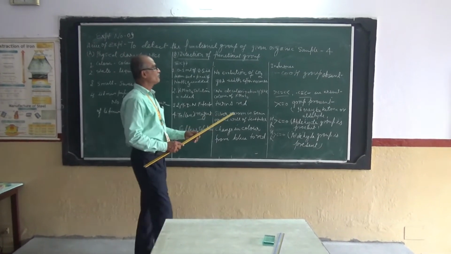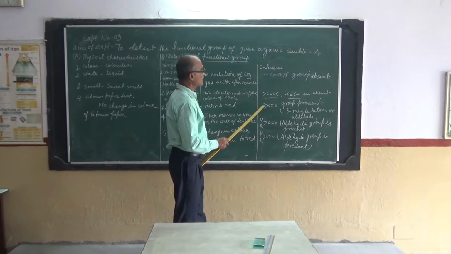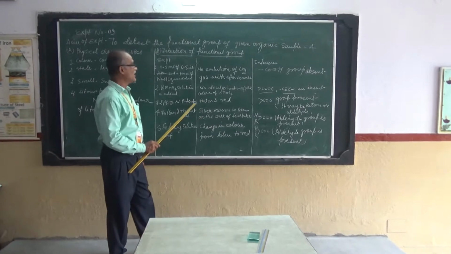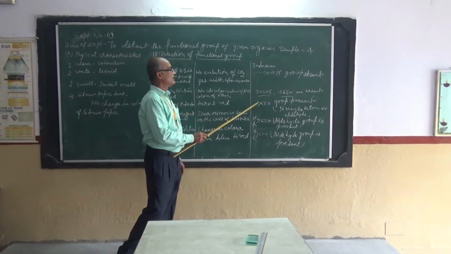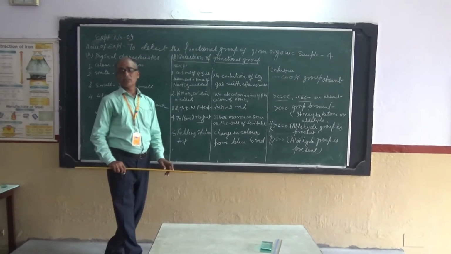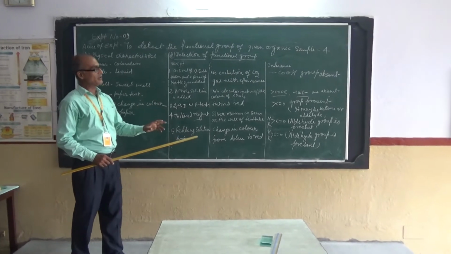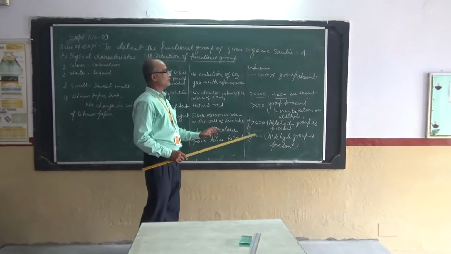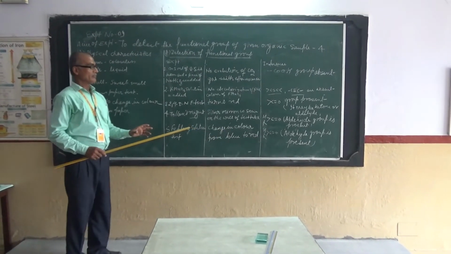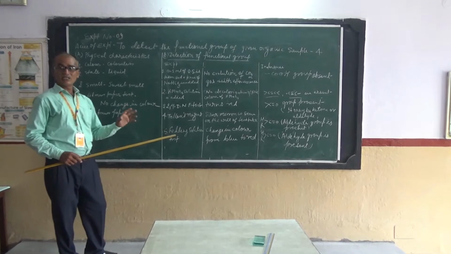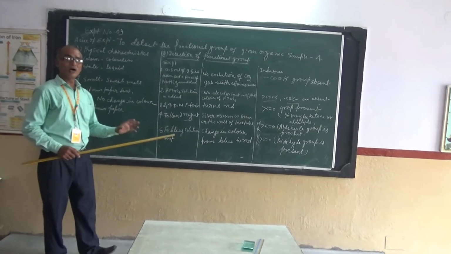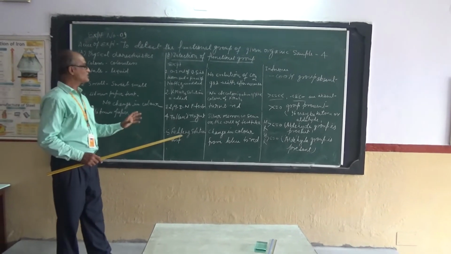This infers the given organic sample has a carbonyl group. The change in the color from yellow to red indicates the presence of a carbonyl group in the given organic sample. After the presence of the carbonyl group, we have to test whether the given organic sample, which has a carbonyl group, is a ketone or an aldehyde.